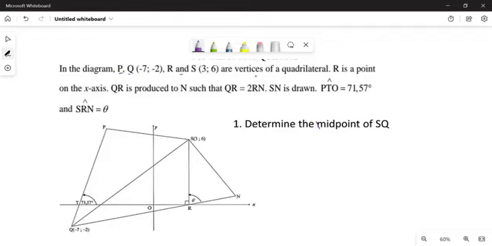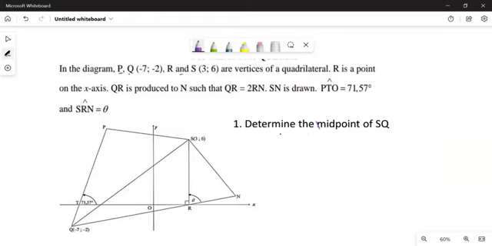We have Q and R as vertices of a quadrilateral, so this is a four-sided figure. R is a point on the x-axis, and QR is produced to N, such that QR is 2 times RN. As N is drawn, the angle that is formed there is equal to 71, and then we have theta somewhere here. We were not told which one is the midpoint, so we are supposed to find it.